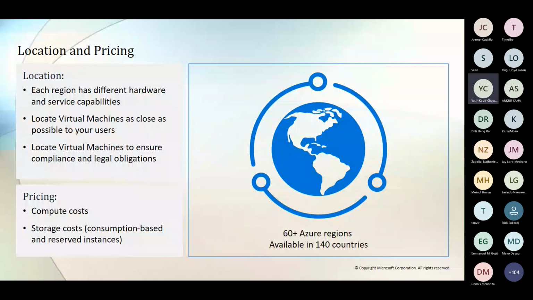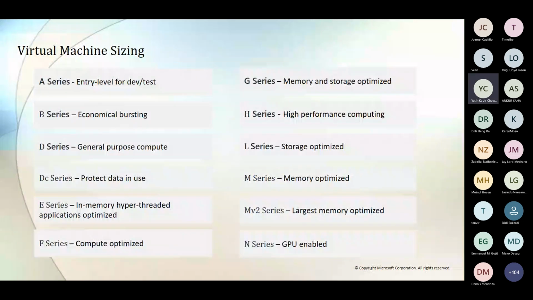There is another consideration, virtual machine sizing. Sizing means what the size of the virtual machine will be. There are some categories of virtual machines. One is Series A. Series A is for entry level, development and testing. If you want to do development and testing, then you will use Series A. B series is economical bursting. If you need a low-budget VM, you can choose B series. And D series is for general purpose compute. A normal user can use D series.